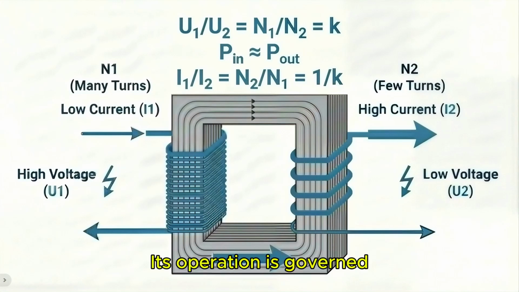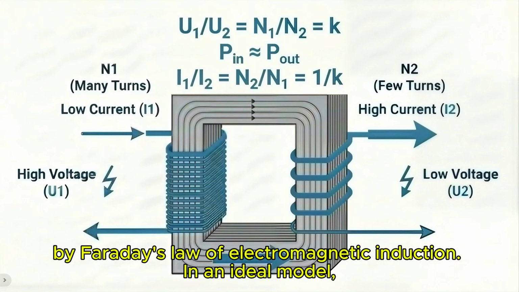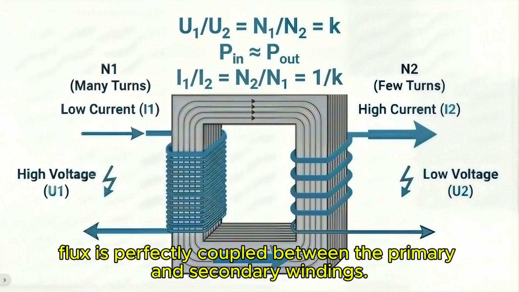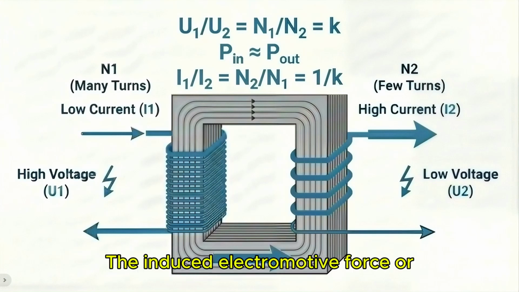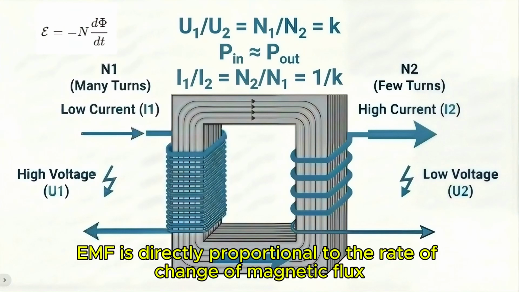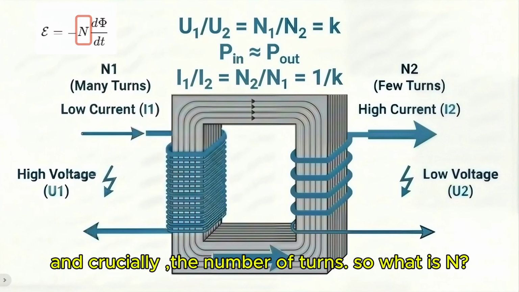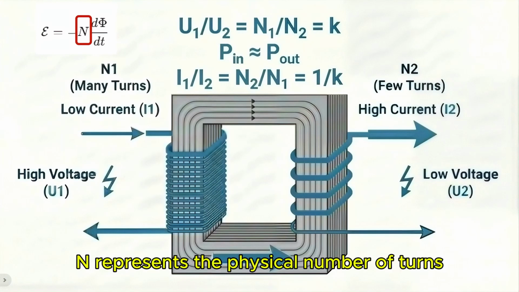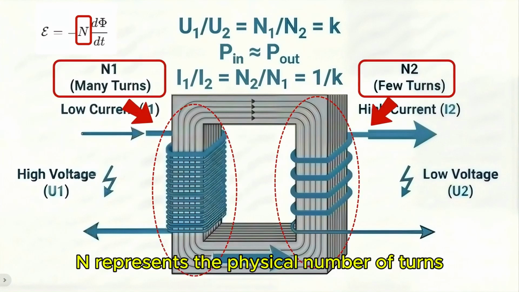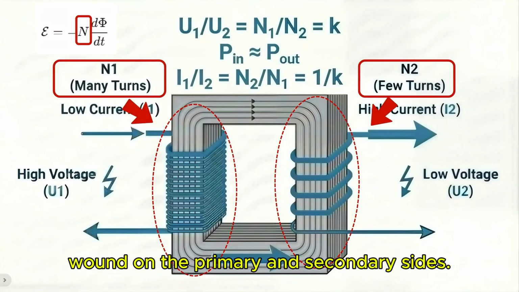Its operation is governed by Faraday's law of electromagnetic induction. In an ideal model, the main magnetic flux is perfectly coupled between the primary and secondary windings. The induced electromotive force, or EMF, is directly proportional to the rate of change of magnetic flux and, crucially, the number of turns, N. So, what is N? N represents the physical number of turns wound on the primary and secondary sides.